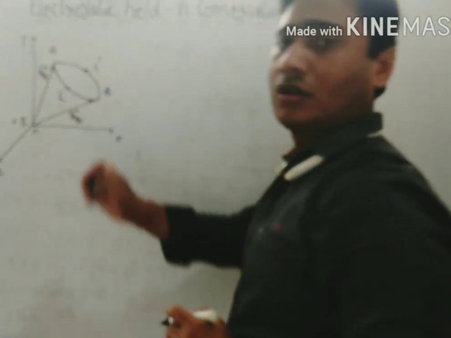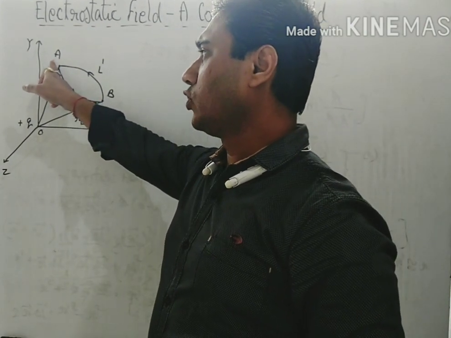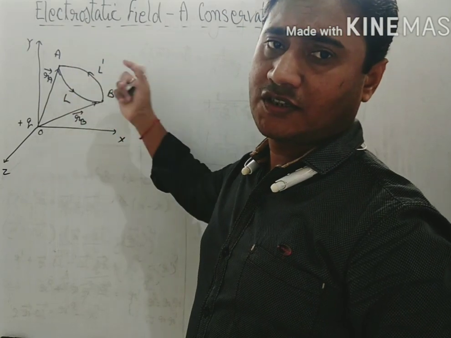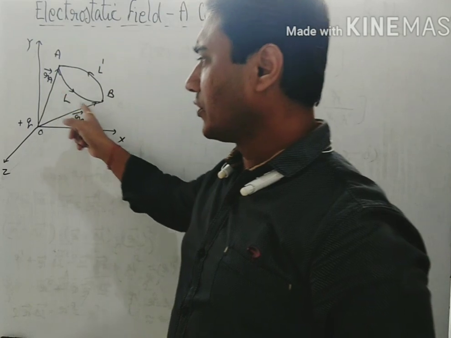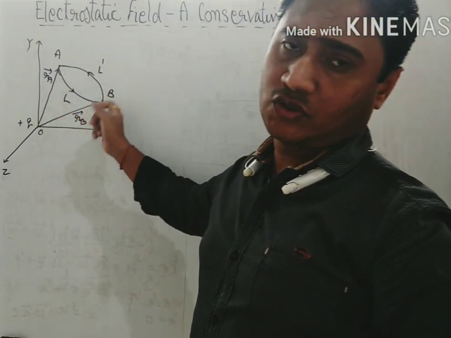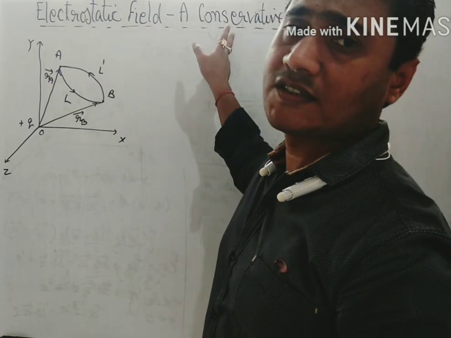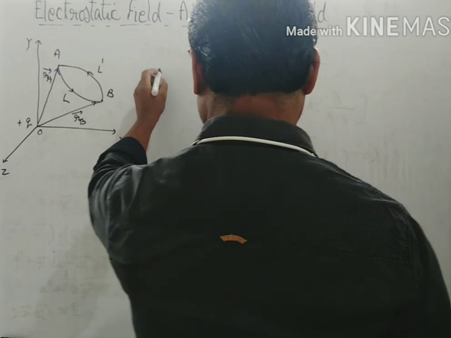So now let's calculate the line integral of the electrostatic field over this path, then over this path, and just add them. If we have the line integral of the electrostatic field over this closed path, that has to come out as zero. Only then can you say the electrostatic field is a conservative field. So let's see what comes.